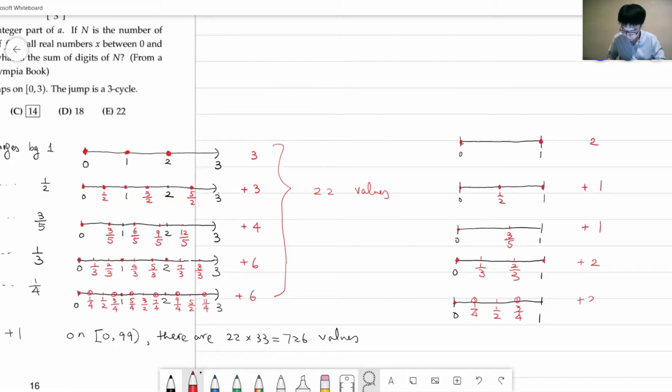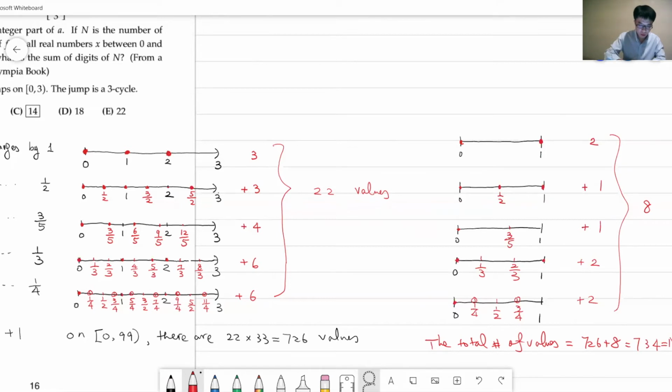So we just have 2 new numbers. Here we have 8 new numbers. Right. Now, the total possible values from 0 to 100 is 726 plus 8, which is 734. So this number is the n in our problem.